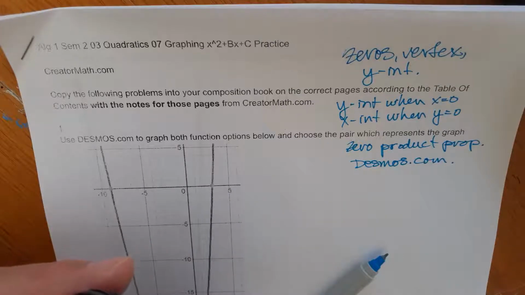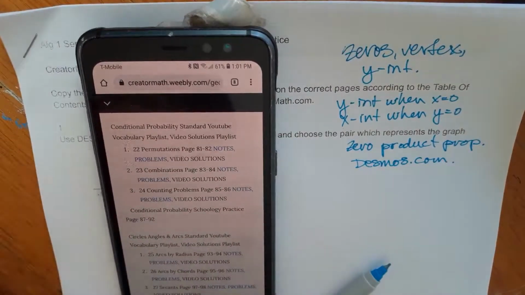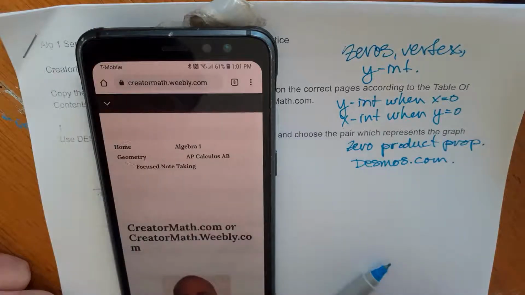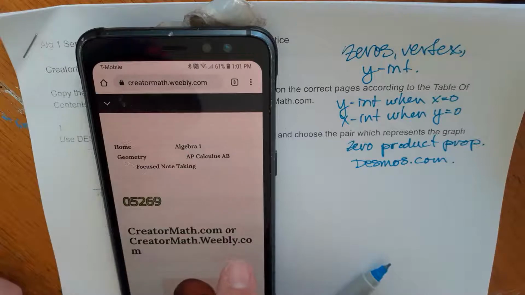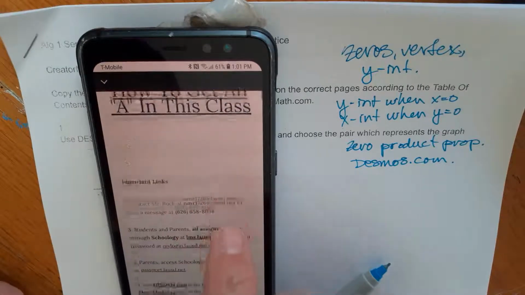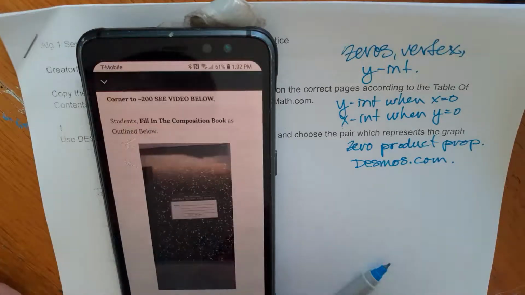Before I go there, let's make sure you can get to creatormath.com. Let's just show the home page. And just while I'm here, it's creatormath.com or creatormath.weebly.com, whichever works for you. Type it into Google, leave no spaces. I just wanted to scroll down here and show some of my students who are online now.